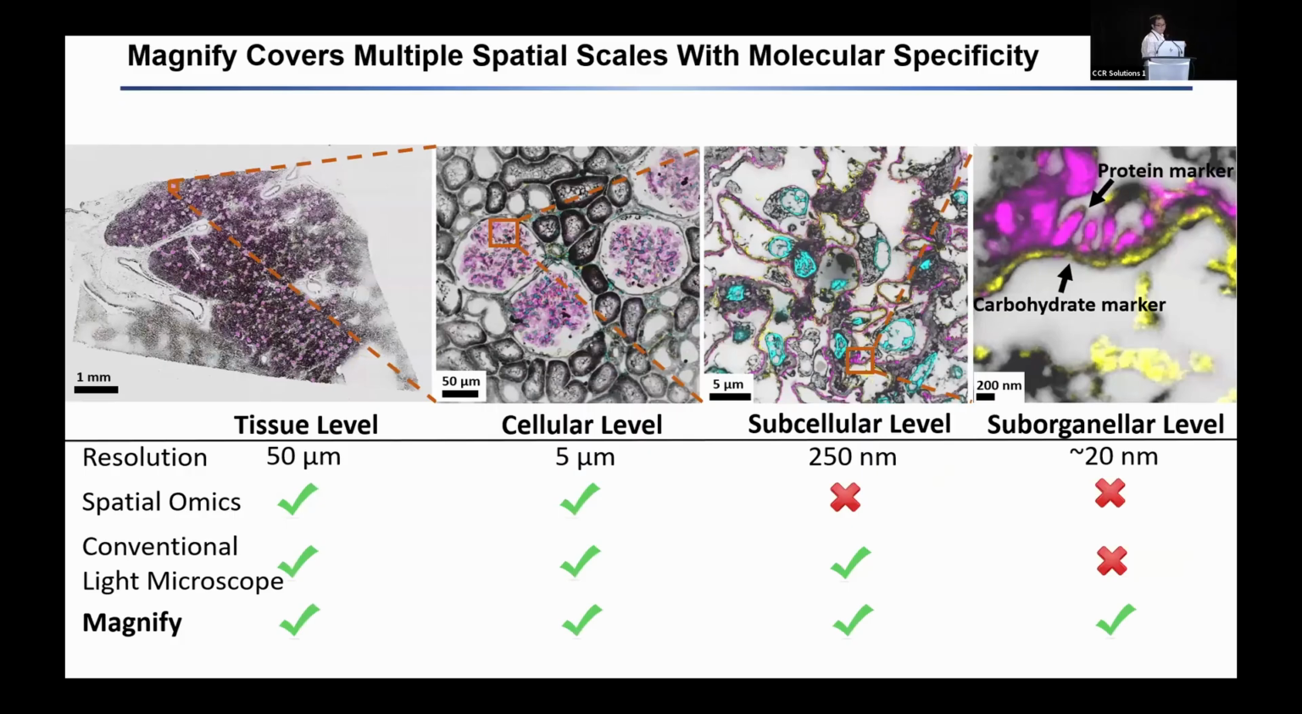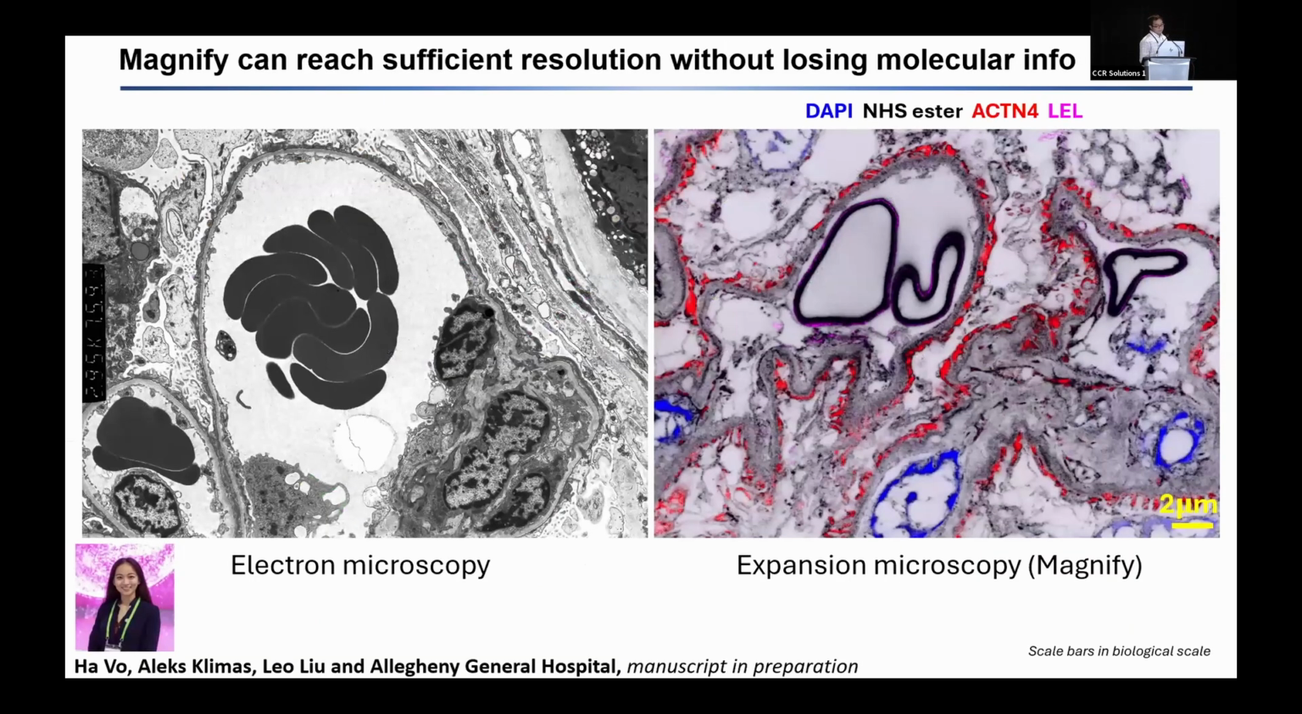But in our case, with Magnify, the advantage is that because you're using a conventional microscope, you can still image the whole biopsy and then dive all the way down to the podocyte ultrastructure. With the pan-protein stain, which is inspired by one of the speakers' papers, we can stain all the proteins using NHS ester and give you an EM-like texture, right? The left is EM, the right is Magnify, but you can also stain for immunofluorescence.